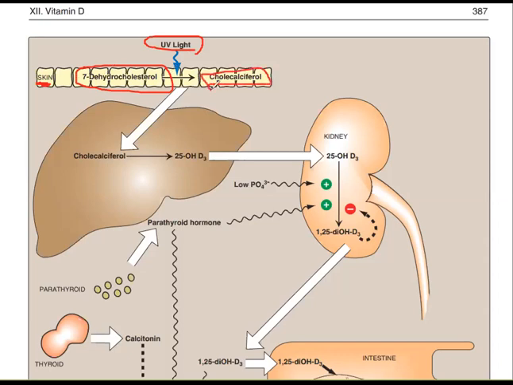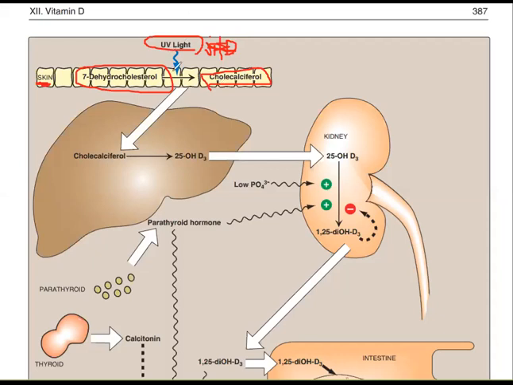Ultraviolet light itself is not vitamin D. Clear your concepts. Sunlight does not contain vitamin D. Sunlight is only helping this 7-dehydrocholesterol to convert into cholecalciferol. Sunlight does not contain vitamin D. Keep that in mind.